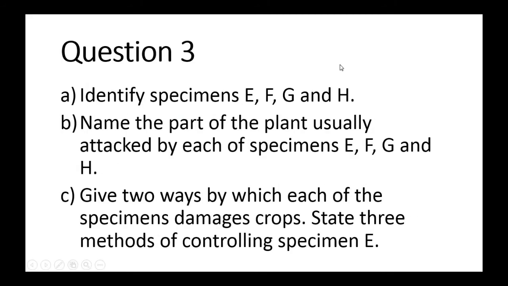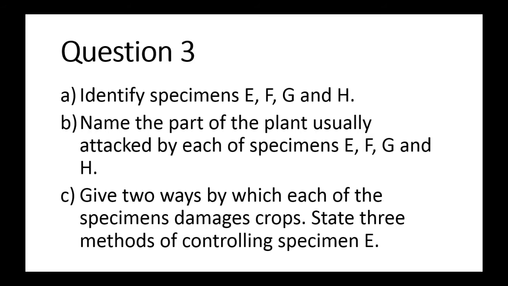We are moving now to question number 3. Question number 3 says identify specimens E, F, G, and H. Name the parts of the plant usually attacked by each of the specimens. Give 2 ways by which each of the specimens damages crops. State 3 methods of controlling specimen E.